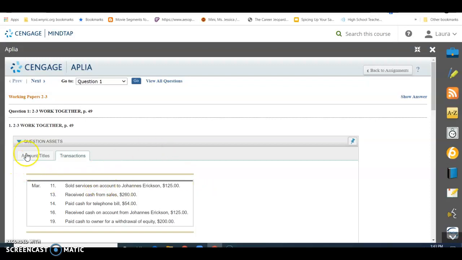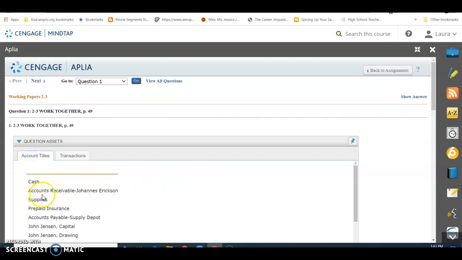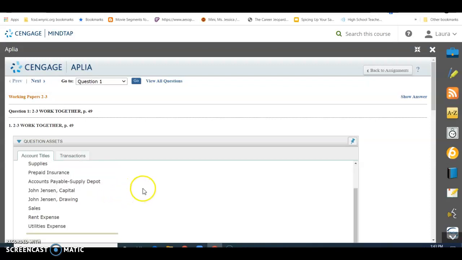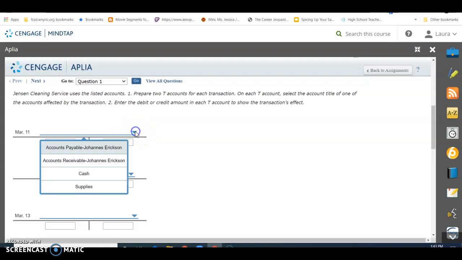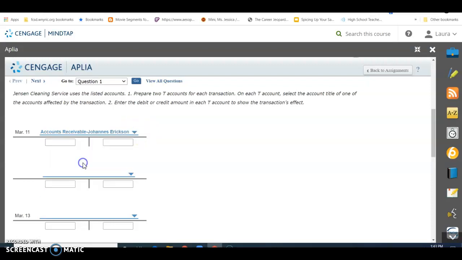So if we forget how to even do that, go back to your account titles, and here it is, accounts receivable, Johannes Erickson. So this is an asset. So then we'll scroll down here, and that means that we are going to debit the accounts receivable for that person by the amount that we sold the items that cost. Then we're going to credit our sales account. Sales is always increased on the credit side, so we have to label that as a credit.